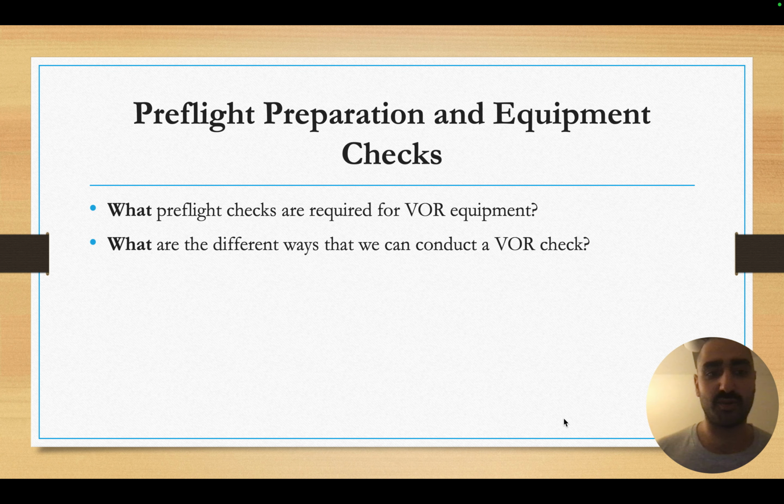Next, I would like to ask them about what they do during the pre-flight in regards to the VOR. They already should know how a pre-flight is done, and we just want to know what they're checking. Are they checking the logbooks to make sure that a VOR inspection has been completed? Are they going to check the VOR on the ground themselves if it is expired? And what are the different ways that we can conduct a VOR check?